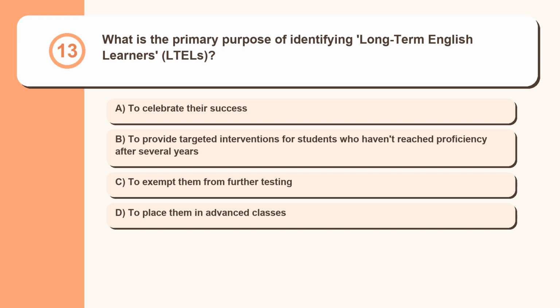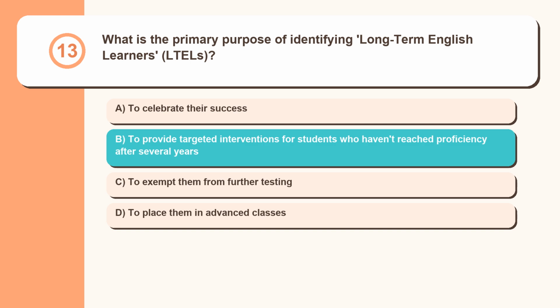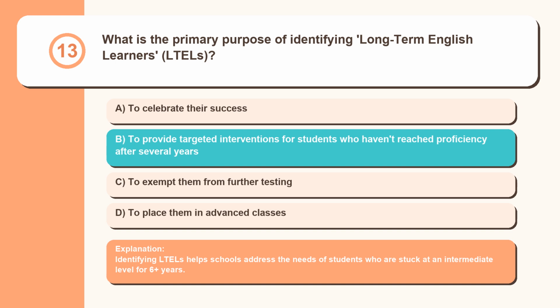Question 13. What is the primary purpose of identifying long-term English learners, LTELs? To celebrate their success. To provide targeted interventions for students who haven't reached proficiency after several years. To exempt them from further testing. To place them in advanced classes. Identifying LTELs helps schools address the needs of students who are stuck at an intermediate level for 6+ years.